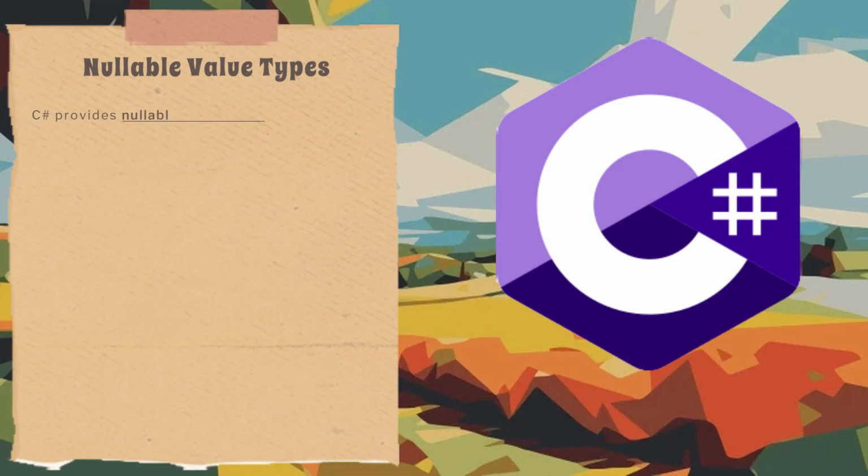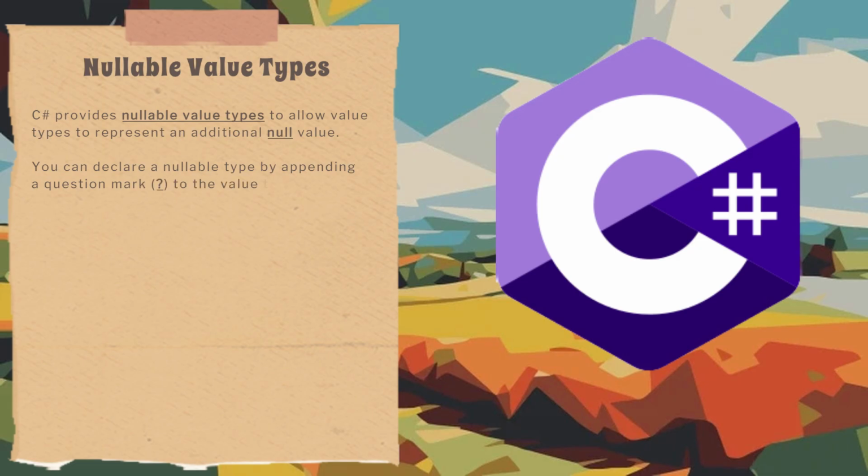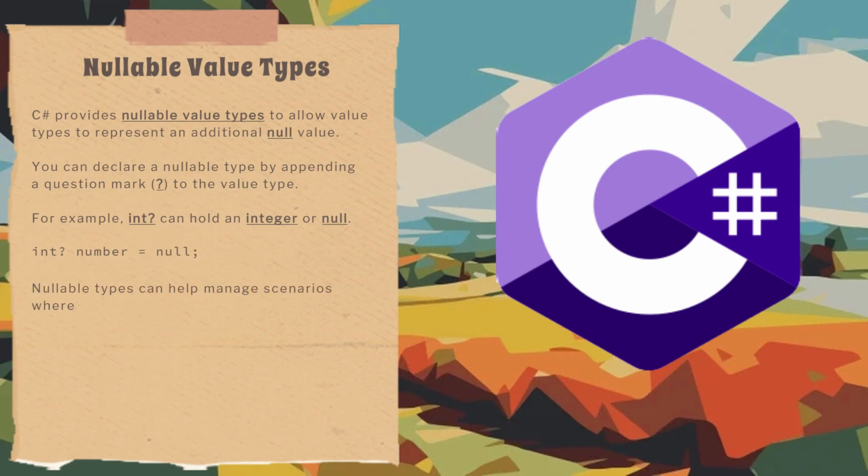C# provides nullable value types to allow value types to represent an additional null value. You can declare a nullable type by appending a question mark to the value type. For example, int? can hold an integer or null. Nullable types can help manage scenarios where a value may not exist, such as dealing with database entries.